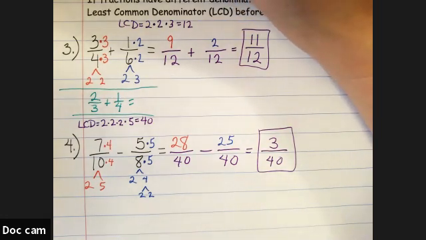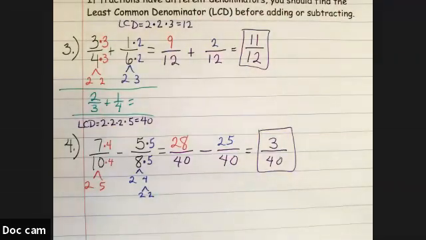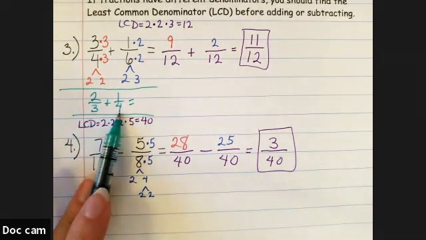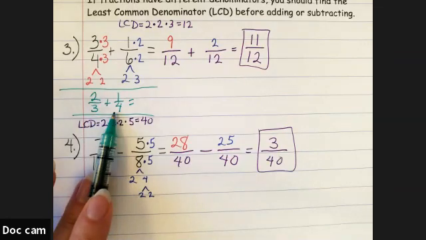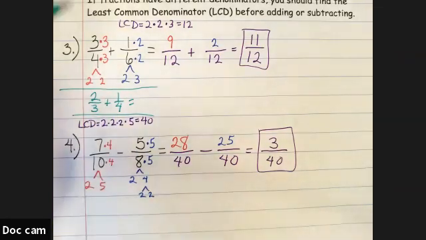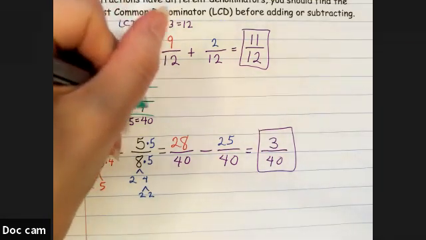Okay, so first thing we want to do is figure out the LCD. In this case, 3 and 4 don't have any common factors. So you can just say 3 times 4 is 12. Therefore that's going to be the LCD. So 12 is our LCD.